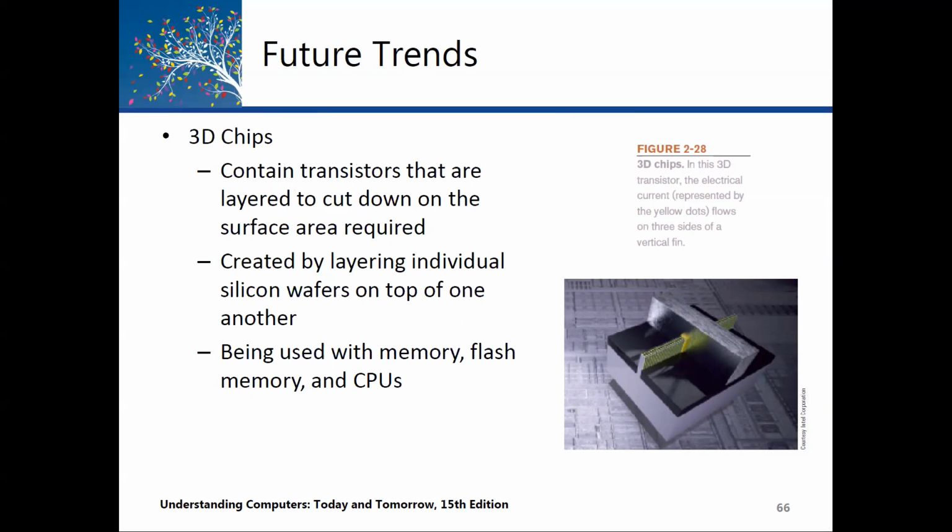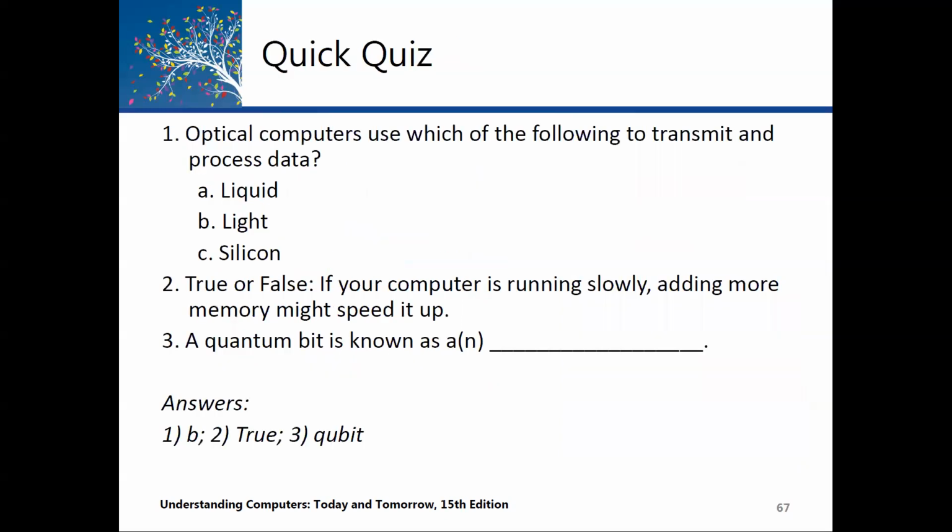So what can happen? At the ground floor we have one layer of transistors. Then we have a silicon wafer. On top of that, we have another layer of transistors. Then we have a silicon wafer in order to avoid conflict and to absorb the heat. In this way, 3D chips are being developed so that the size can be reduced and the performance can be better. We are using these with memory, flash memory, and CPUs. We are developing these 3D chips, right?